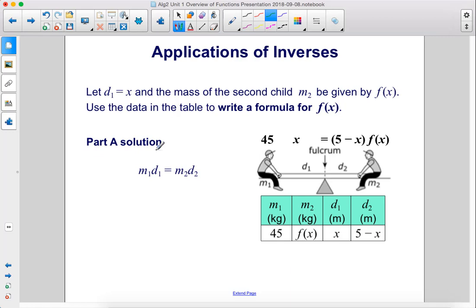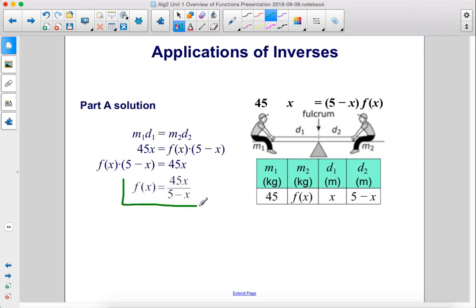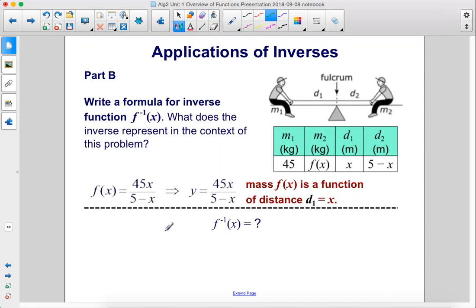For our part A solution, we have m1 d1 equals m2 d2. m1 is 45, d1 is x, m2 is f of x, and d2 equals 5 minus x. So we have f of x equals 45x over 5 minus x. Now that we have this function, we can move on. Part B. Write a formula for inverse function f to the negative 1 of x. What does the inverse represent in the context of this problem?